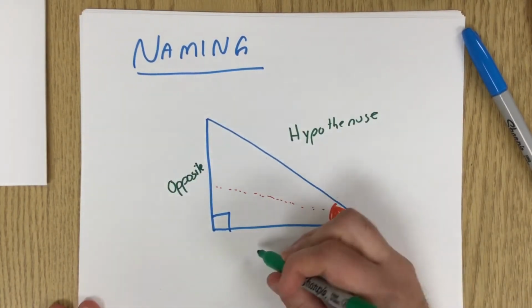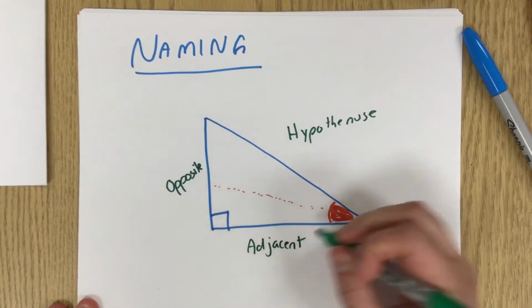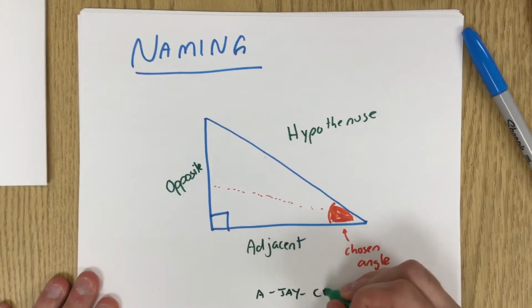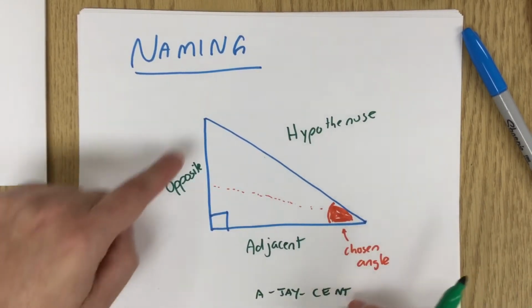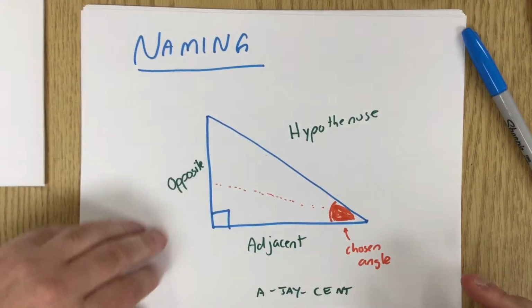And then the one that's left over we're going to call the adjacent side. Right, so it's pronounced adjacent, the adjacent side. And adjacent means next to. So this side is next to the chosen angle, this side is opposite the chosen angle, and the hypotenuse is just always the hypotenuse.